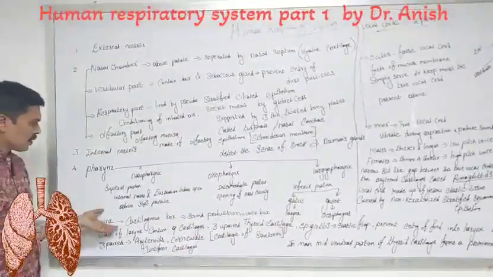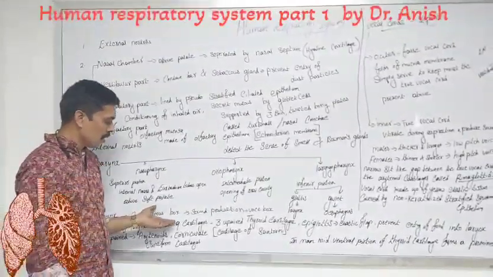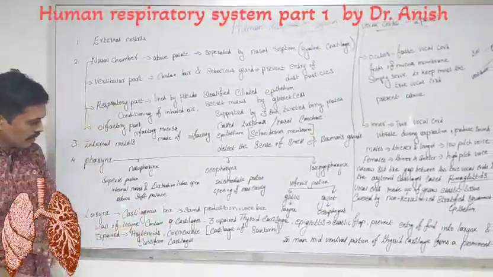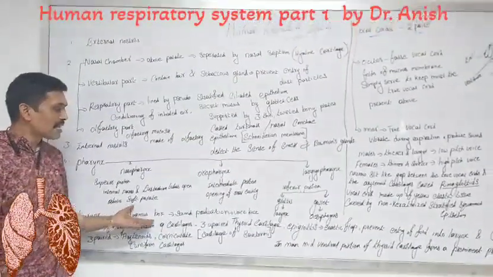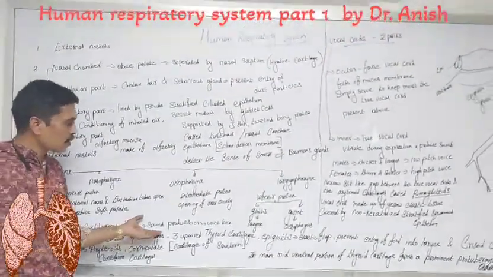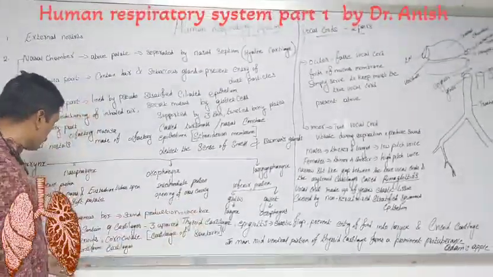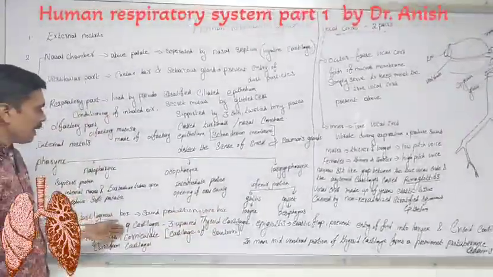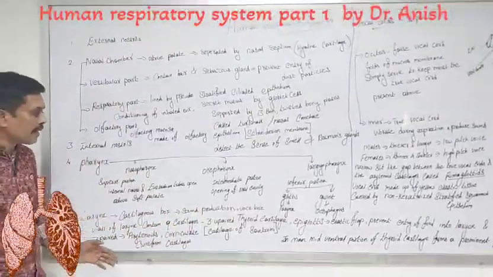Then the next part is what we call the larynx. The larynx is made up of a number of cartilages, so it is known as a cartilaginous box. It can also produce sound, so it is called a sound box or a voice box. The wall of the larynx contains 9 cartilages.